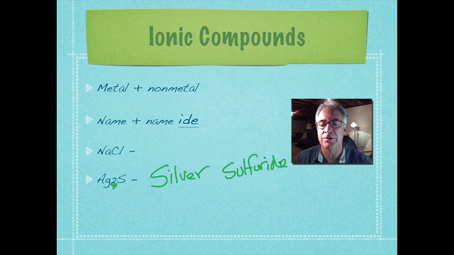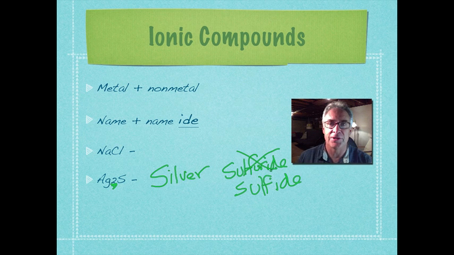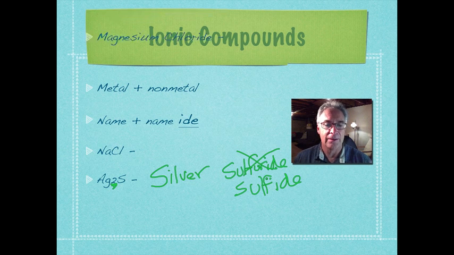Now, we could call it sulfuride, but that really doesn't work very well. So we call it sulfide. So silver sulfide, not sulfuride. And the same holds with phosphorus. Instead of phosphoride, it's just phosphide. So this is sulfide, and the other one is phosphide. It gives you an opportunity to narrow it down a little bit and make it sound a little bit better as well.